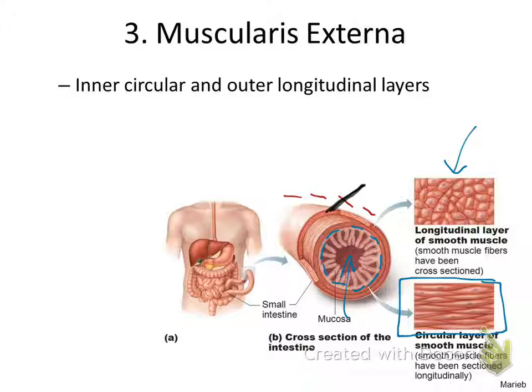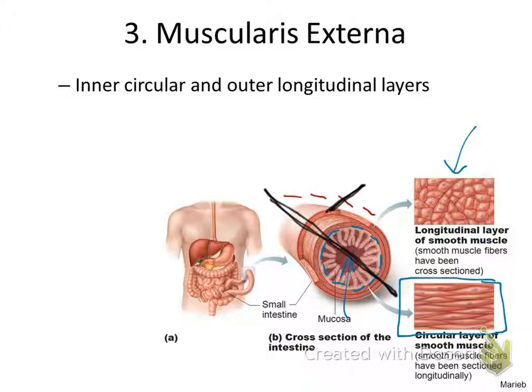If we were to do a longitudinal section and cut along the length of our organ, the cells would be just the opposite. We'd be able to see the full cells in the longitudinal layer, and then the circular layer would look like pebbles because we would have cut through those cells.